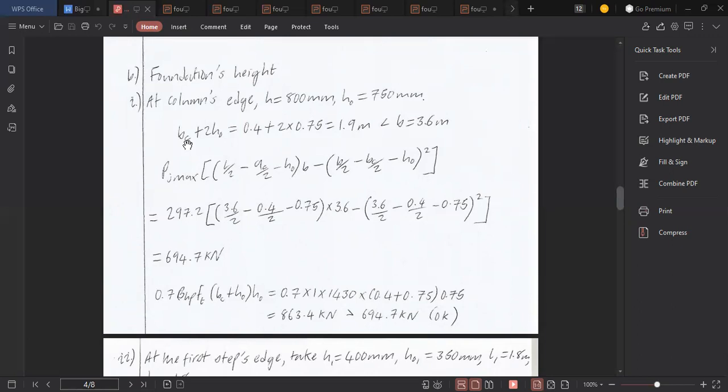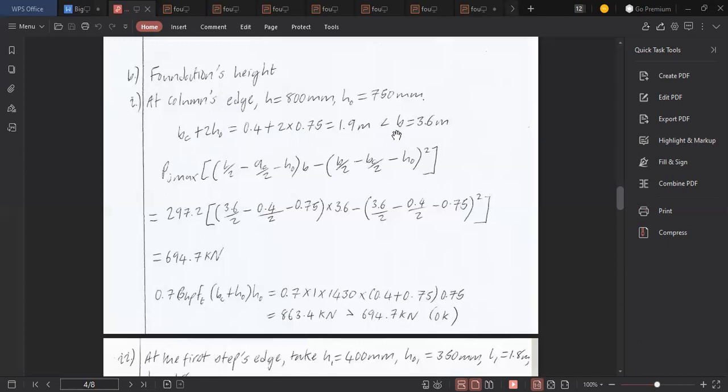All right. So we have BC plus 2H0, BC being the breadth of the column. We've been given 400 by 400 millimeters, which is 0.4 here. Just to check, the condition is that it should be less than B, the length we have decided for our foundation.